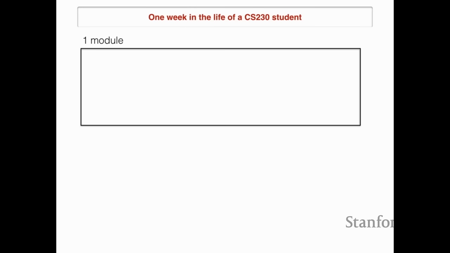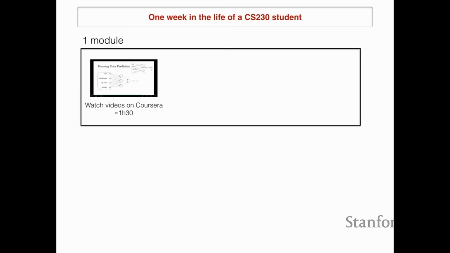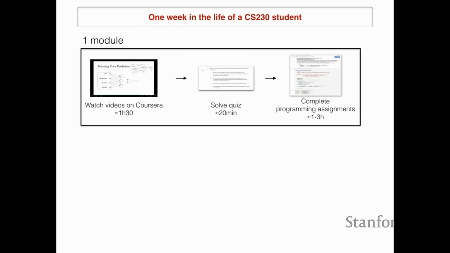Okay, so let's see what it is to be 1 week in the life of a CS230 student. So we're going to do 10 times that over the fall quarter. So what is one module? In a module, you will watch about 10 videos on Coursera, which will be about 1 hour and a half. You will do quizzes after watching the videos. This is going to take you about 20 minutes per module. And finally, you will complete programming assignments, which are on Jupyter notebooks. You will get cells to test your code and also submit your code directly on the Coursera platform.